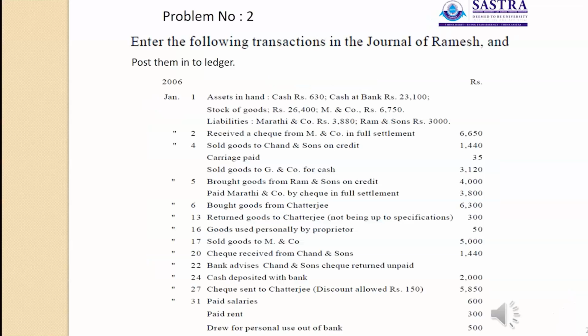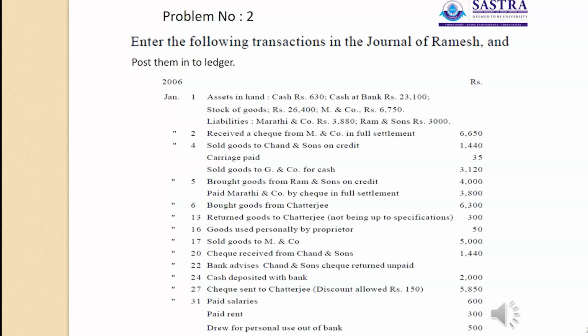Now looking at problems in ledger accounts. How the transactions are recorded in the journal, and after recording the transactions in the journal, how these transactions are posted to the ledger accounts. Now you see the problem. Enter the following transactions in the journal of Ramesh and post them into the ledger.